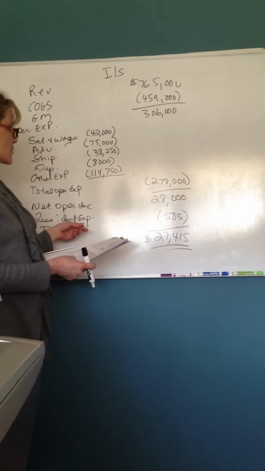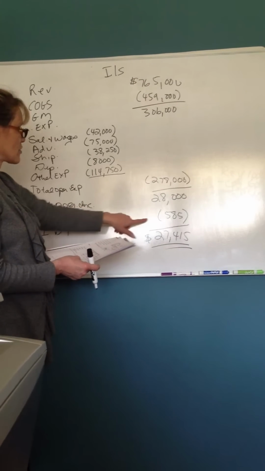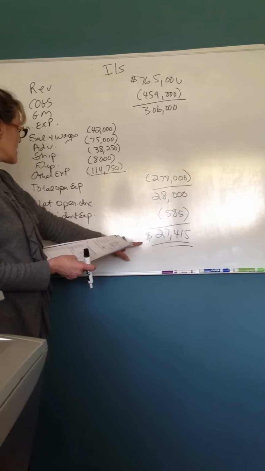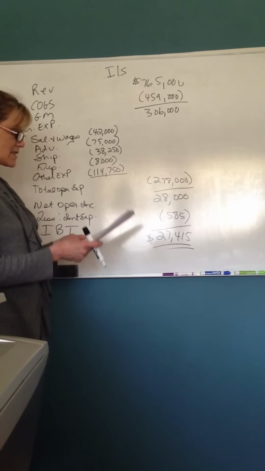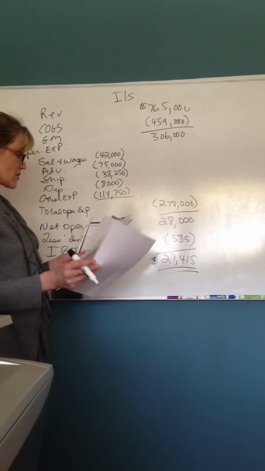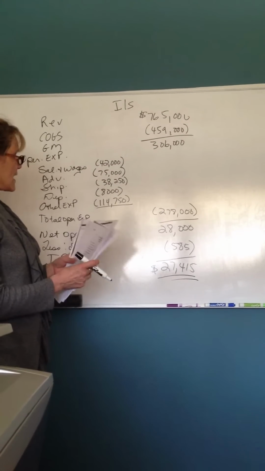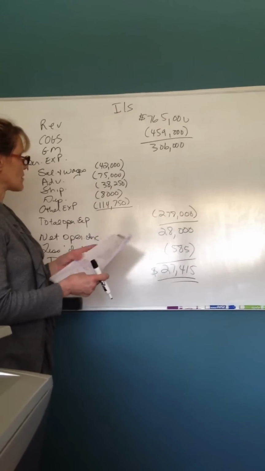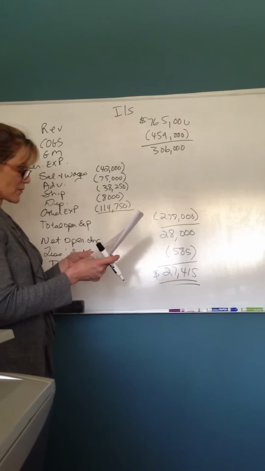We now have to subtract our interest expense, which we had just determined was $585. That gives us earnings before taxes of $27,415. So we're going to have to do a couple things for the balance sheet, so let's just do it here because we have the room.